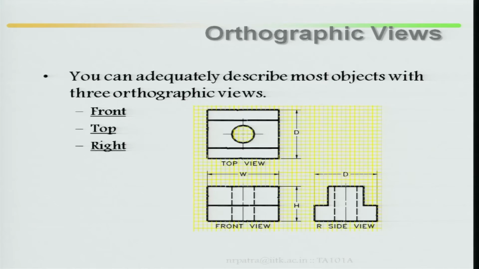You can adequately describe most objects with three orthographic views. As I said earlier, front view, top view and side view are sufficient to describe the object. If it is still complicated, then you may have an additional 3 views, that means a total of 6 views are required.